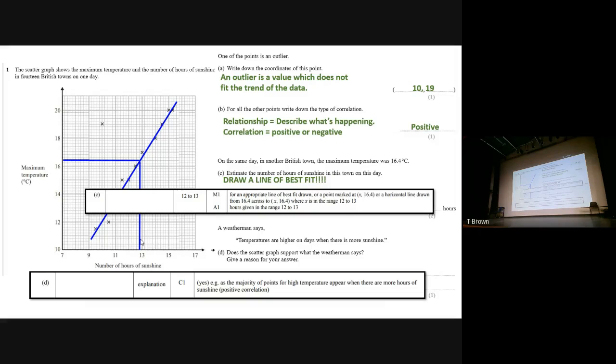The majority of points for high temperature appear when there are more hours of sunshine. There is a positive correlation. Okay? Yes, because this is probably actually asking you more for the relationship, isn't it? Yes, because as the temperature goes up, there are more hours of sunshine. Something like that.